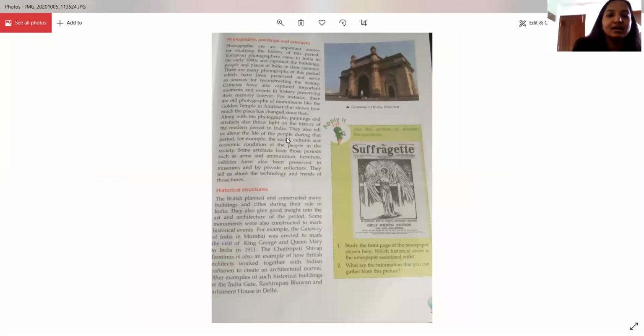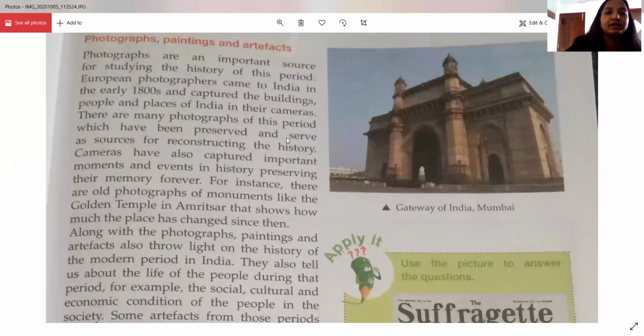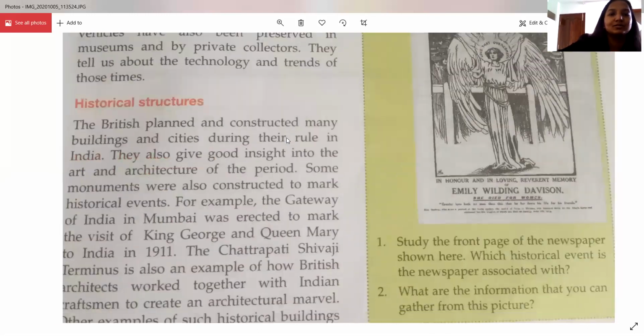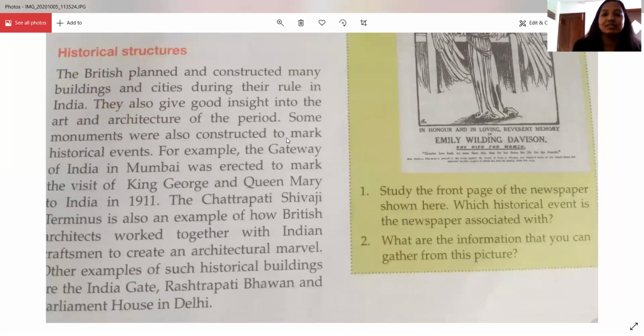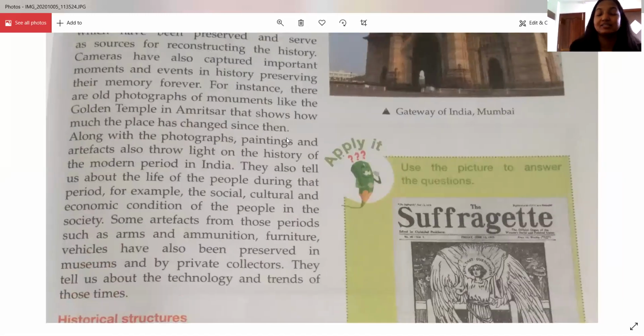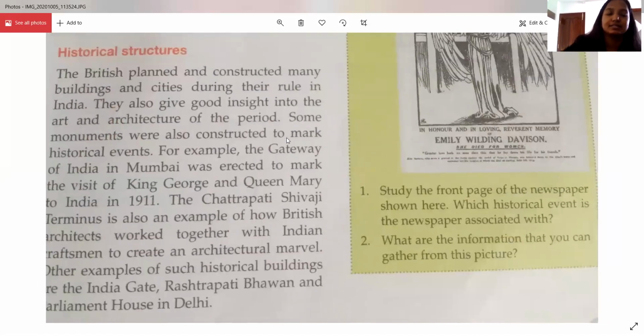And these are unwritten records. First one among them is photographs, paintings and artifacts. We saw how photographs of each place are still preserved, and they give us the difference between past and present. They talk about the culture, the society, the economic background of the people, and we also understand the technology and trends of those times.